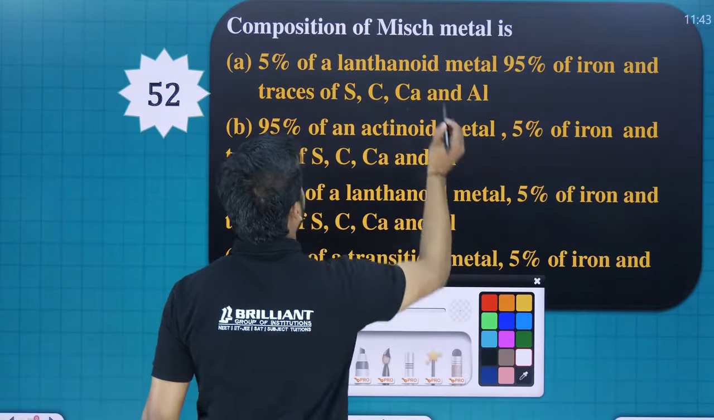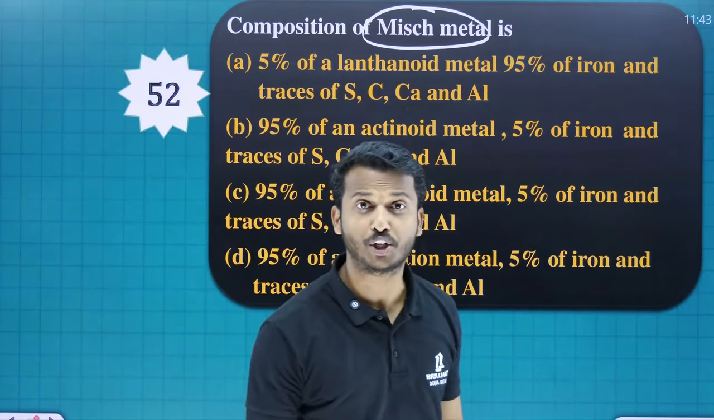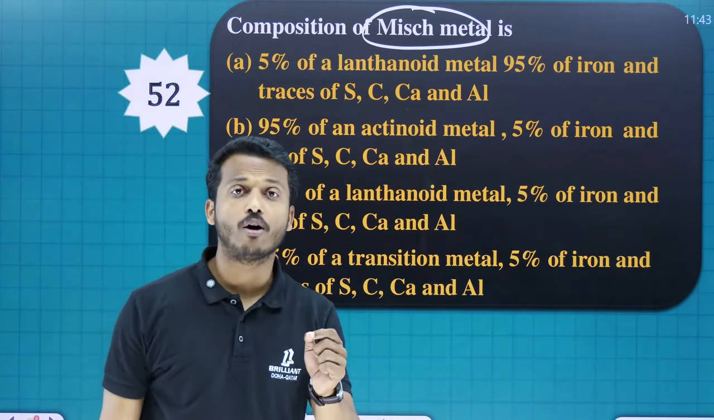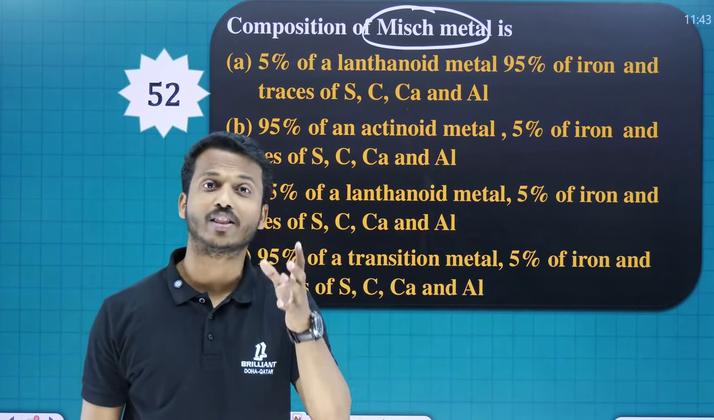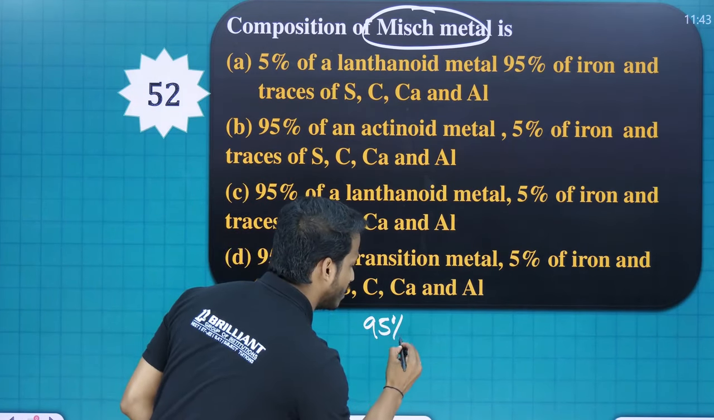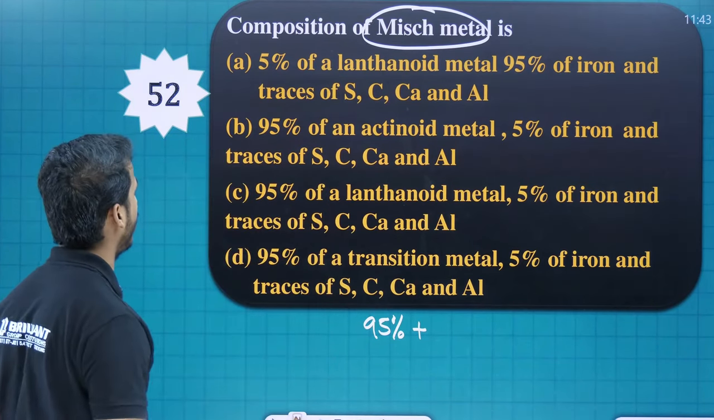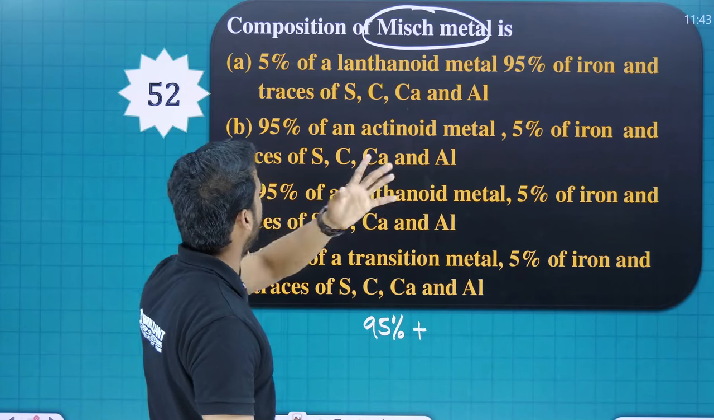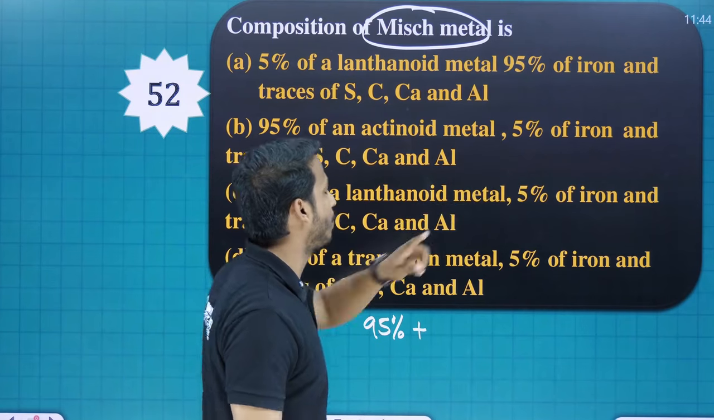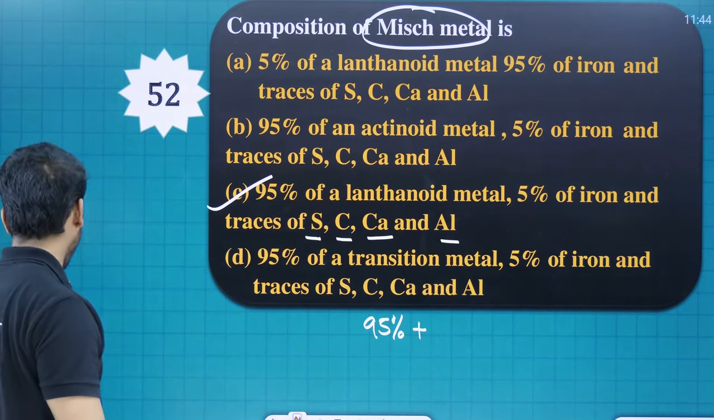Next one, what is the chemical composition of mish metal? The one which is used in bullet and shell coating, right? Mish metal is actually an alloy. It is an alloy of 95% lanthanoid element, basically we are using cerium, and 5% iron and traces of sulfur. 95% of lanthanoid metal with 5% iron and traces of sulfur, carbon, calcium, aluminum is called mish metal.